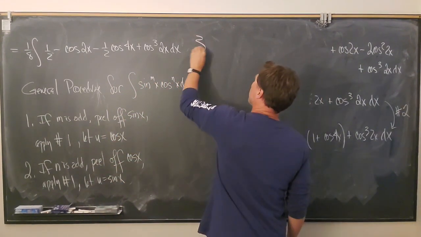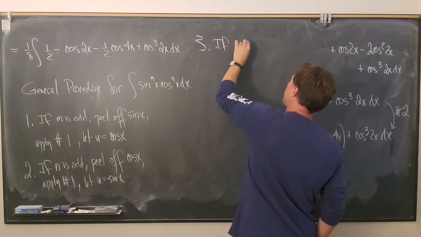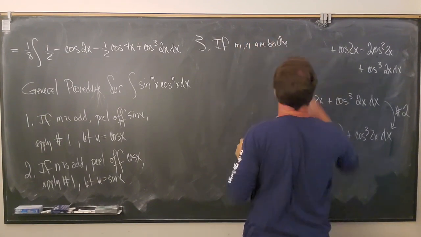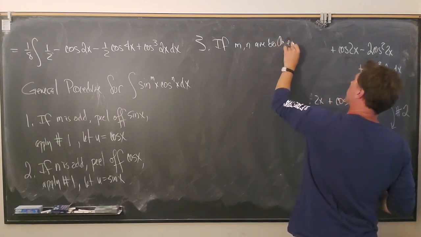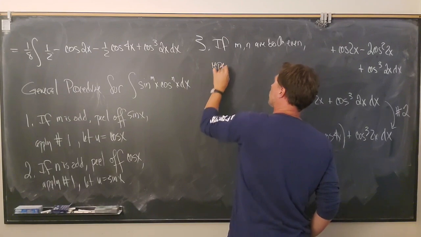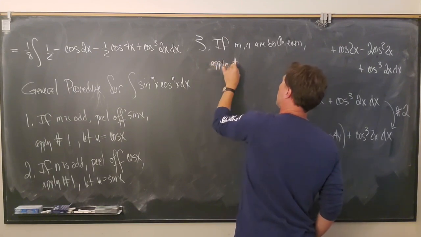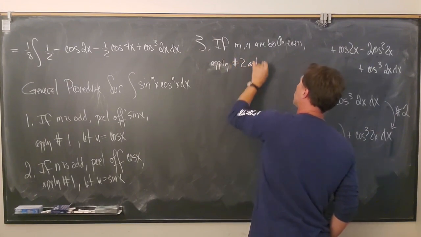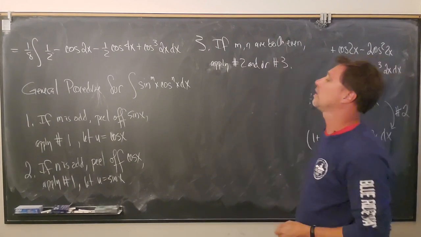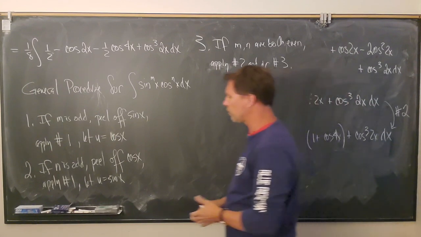The last option, if m and n are both even, apply number 2 and/or number 3. So it is a bit tedious in that case. Crank it out. Eventually you'll get to pieces of the integrand for which you can compute.